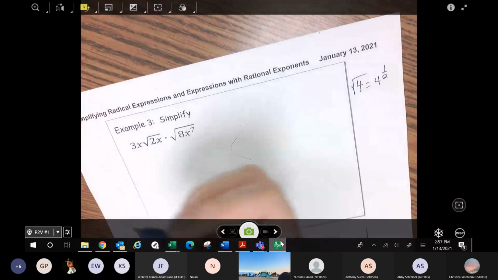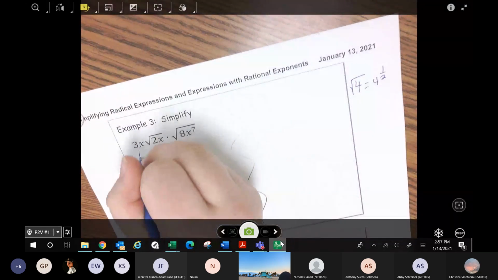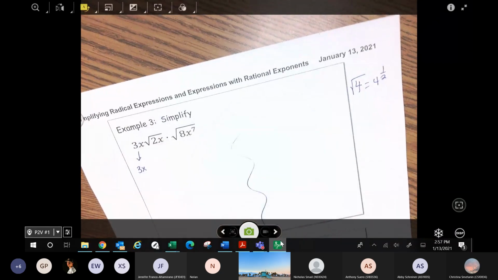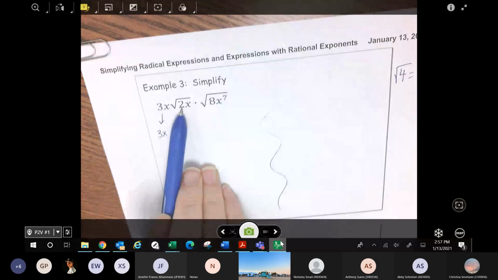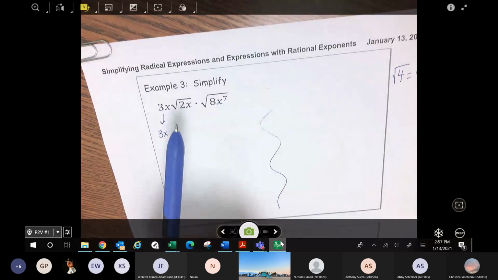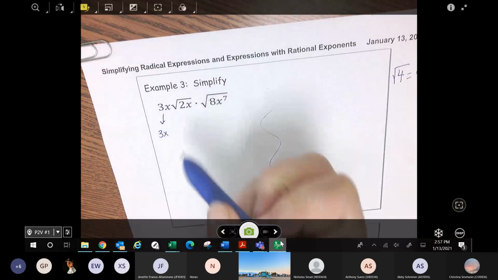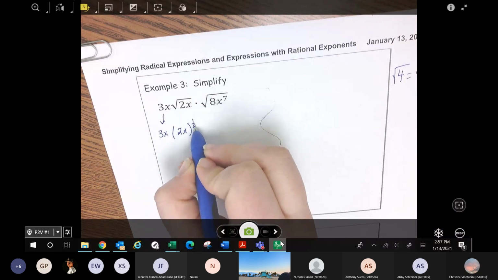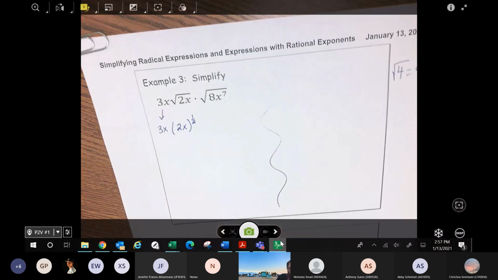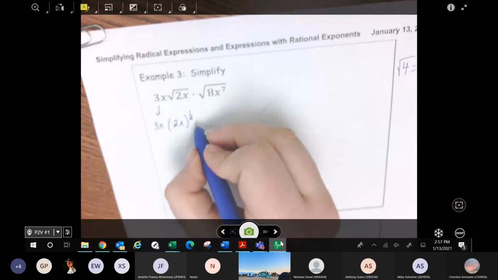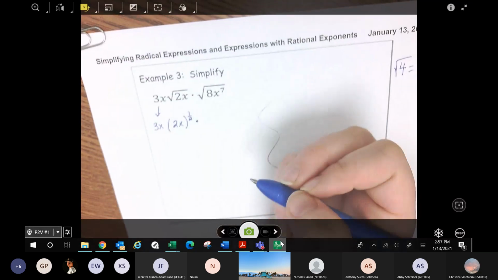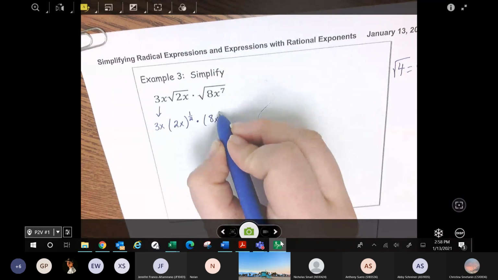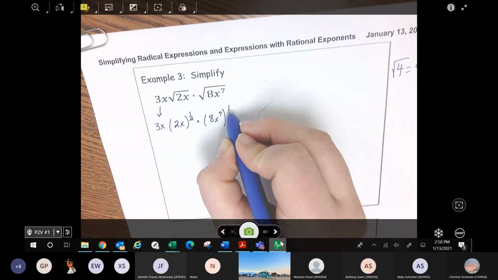Okay, so if we do that, I'm going to keep this 3x kind of separate. We're going to worry about it later. But if we convert this radical to a fractional exponent, this is really 2x to the 1/2 power. And then if you convert this to an exponent, this is really 8x to the 7th, all raised to the 1/2 power.